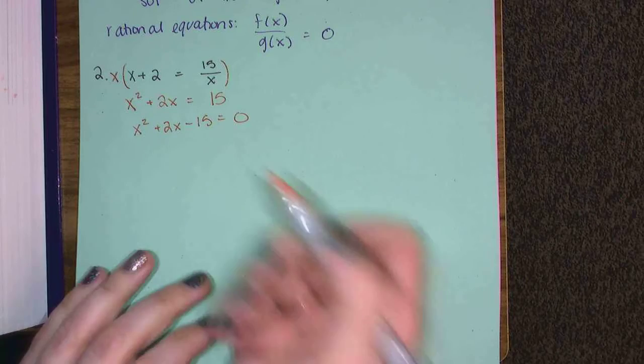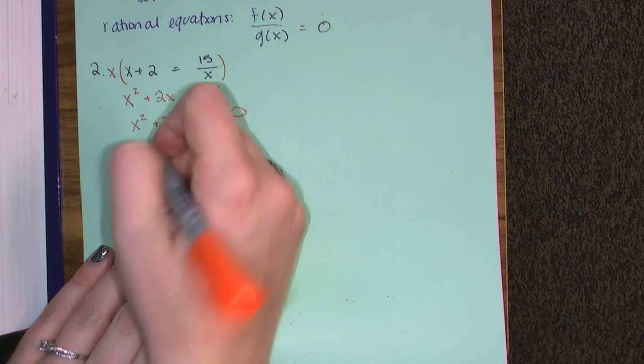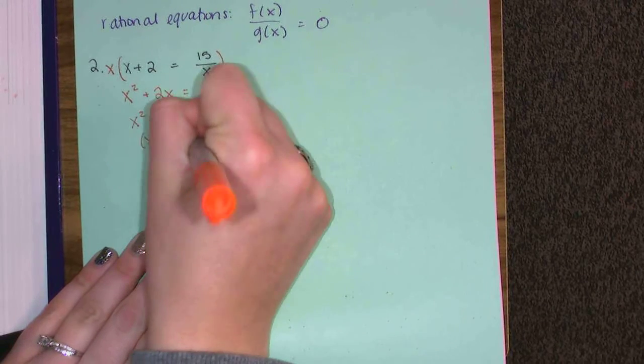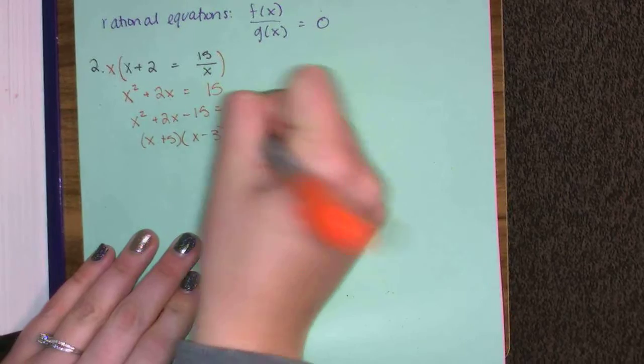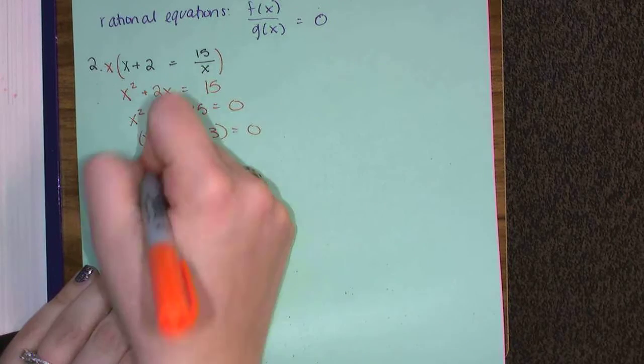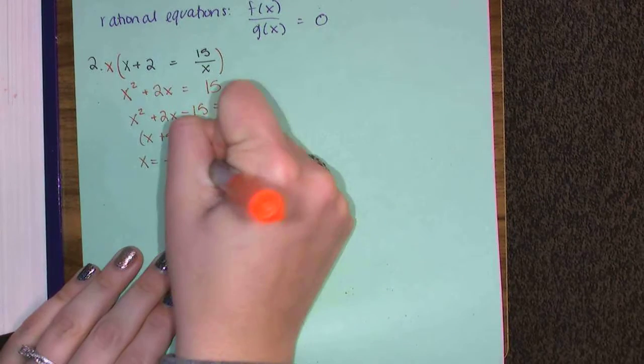But so we said the factors are 3 and 5. Which one's positive? Which one's negative? Okay, so x plus 5, x minus 3. And then what are my x values? X equals negative 5, x equals 3.